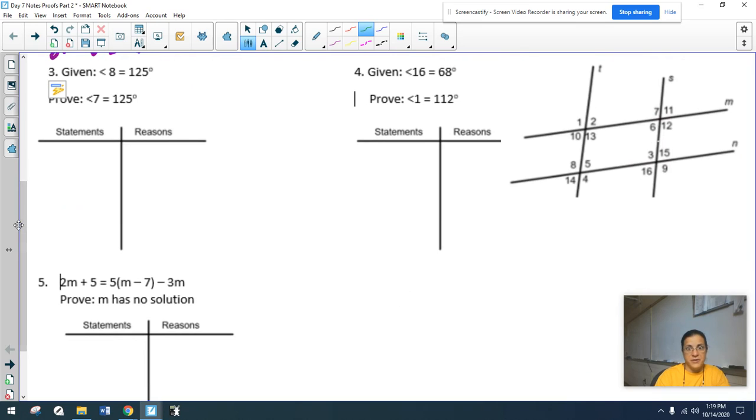All right, I got 5 for you today. So number 3 is next. These ones that go with this picture over here, same picture pretty much. This time they give you degrees. Okay, so you're just trying to work your way over. Okay, so first one, always given. It should say the measure of angle 8.